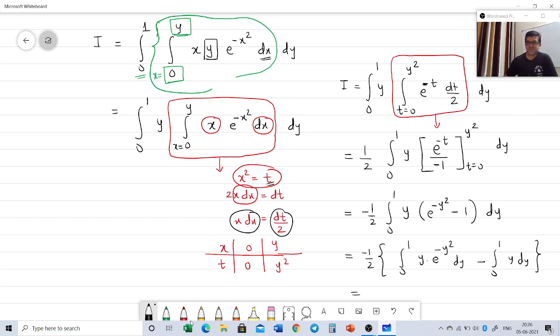I hope now these two are very simple integrals which you can evaluate on your own, right? This will be what? This will be y square by 2 between the limits 0 to 1. And as far as this is concerned, again you can substitute there y square as t, you can take theta and proceed further. All right, so I think these two are simple integrals which you can self-evaluate.